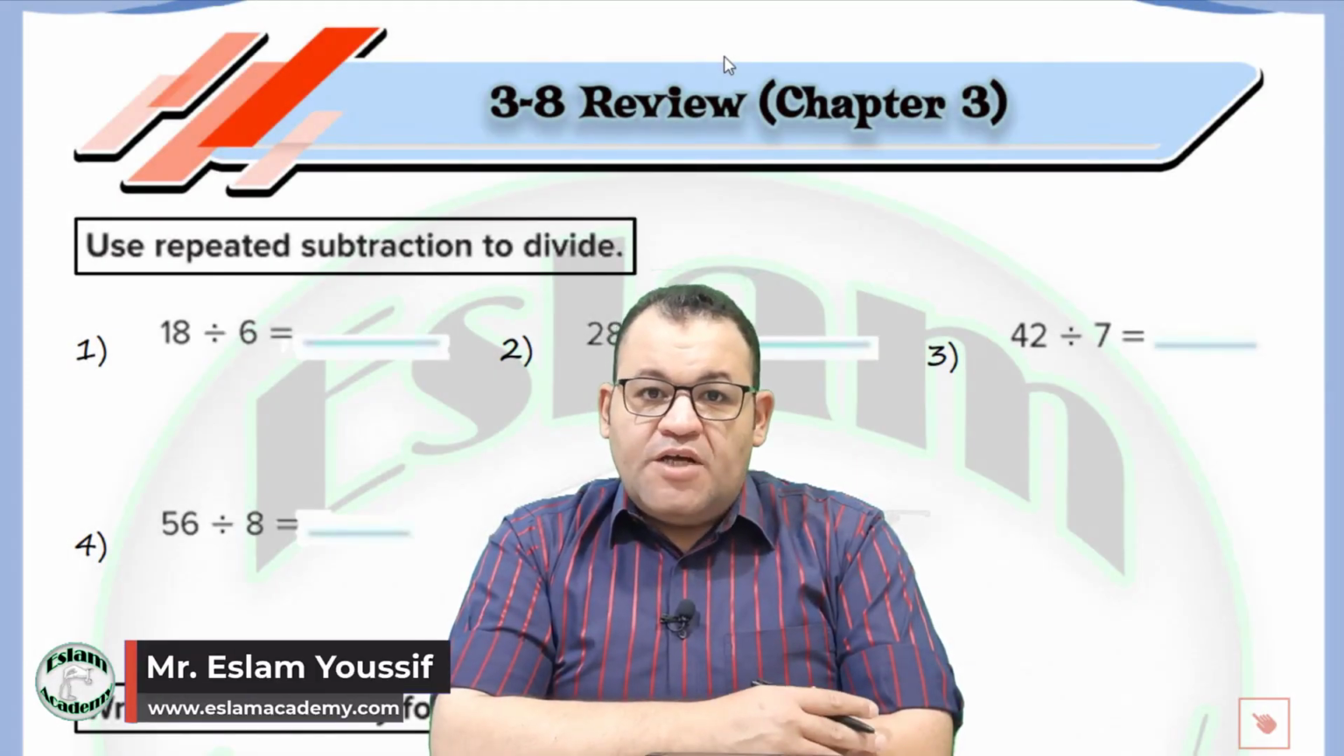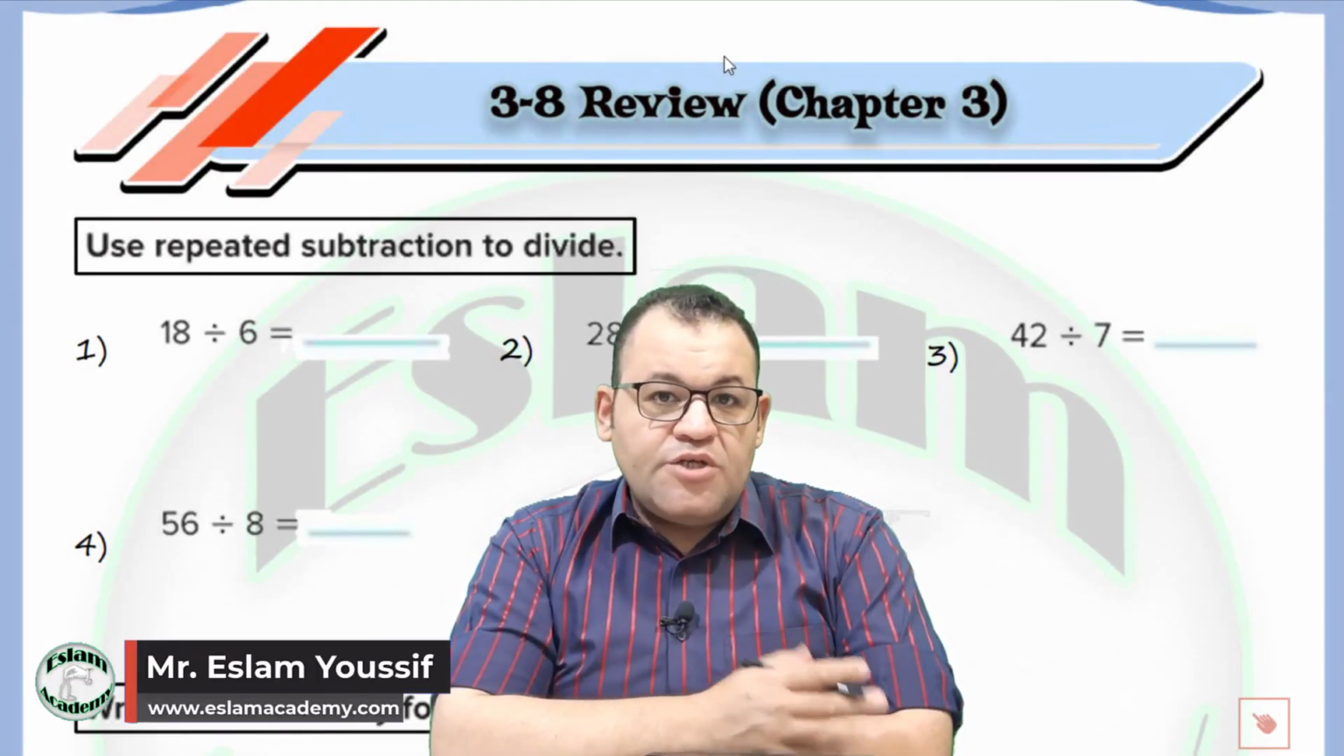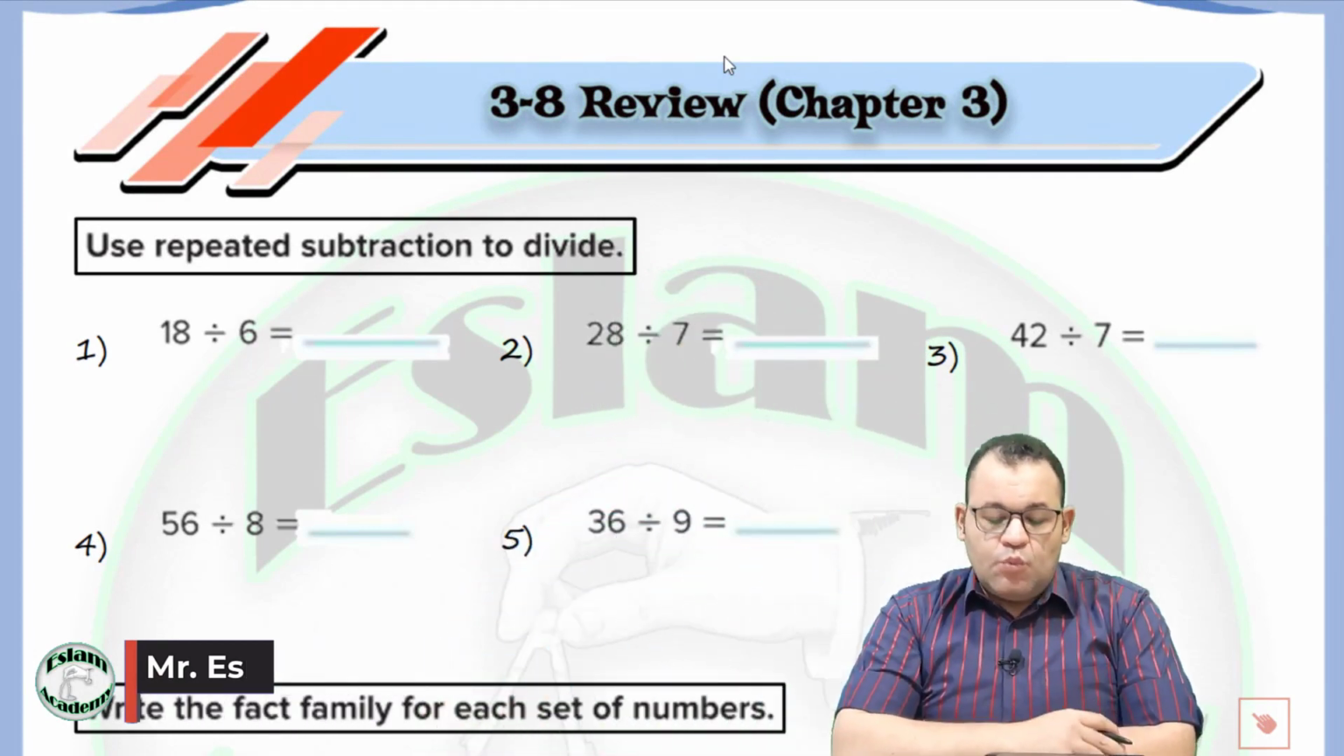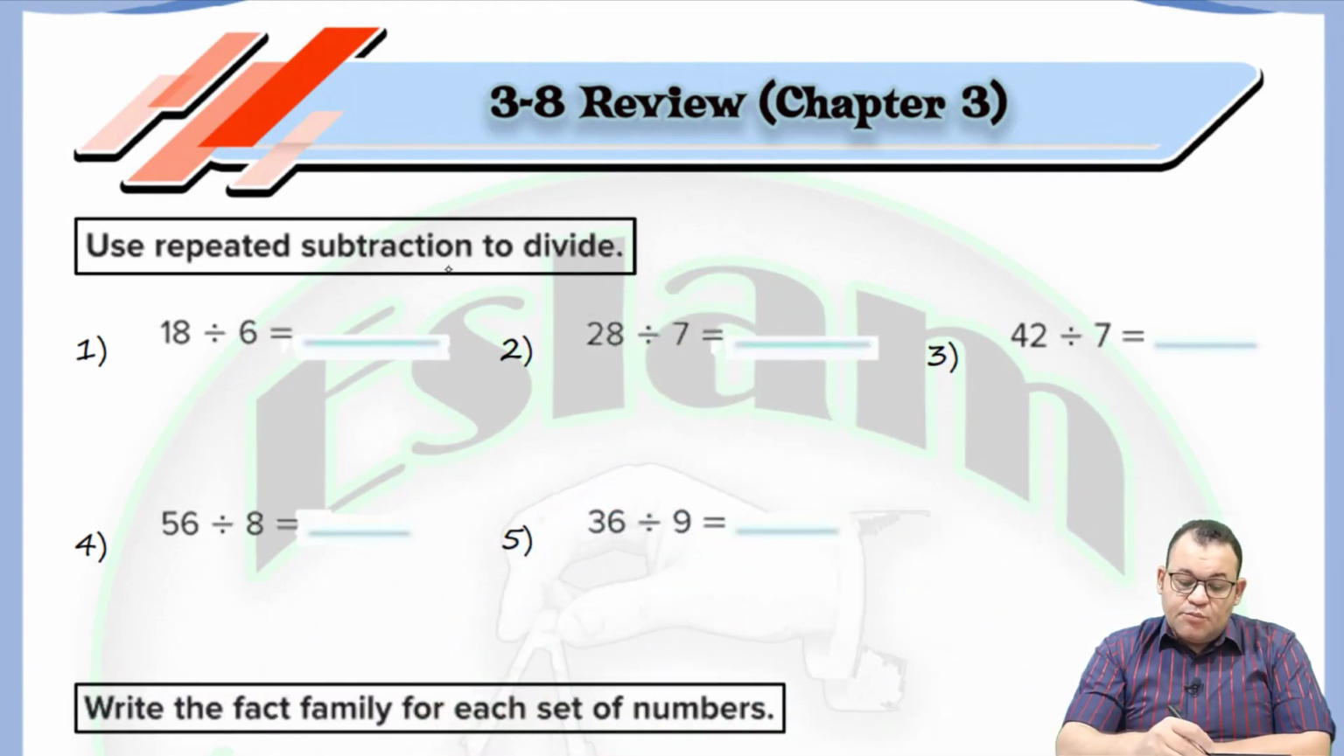In this video, we'll revise all of the topics that we explained before in chapter 3. So with question number 1, we need to use repeated subtraction to divide 18 divided by 6. As we said before, division is repeated subtraction. So I'll just repeat the subtraction to know the quotient.